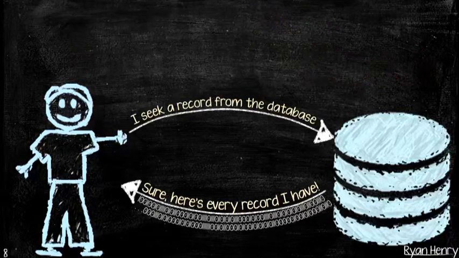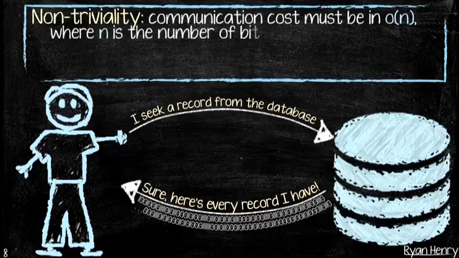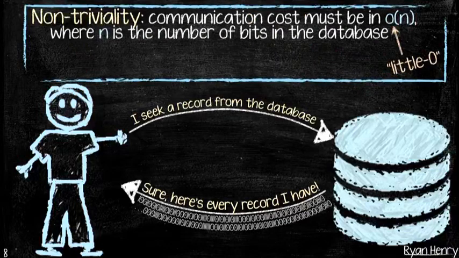So there's a second requirement beyond the privacy requirement, which we usually call non-triviality. It says that the cost of this entire interaction between the client and the server should scale as little o of n, where n is the number of bits in the database. And in practice, we don't want this asymptotic notion. We really want the cost of everything to be really, really small compared to the time it would take to just download this whole database.